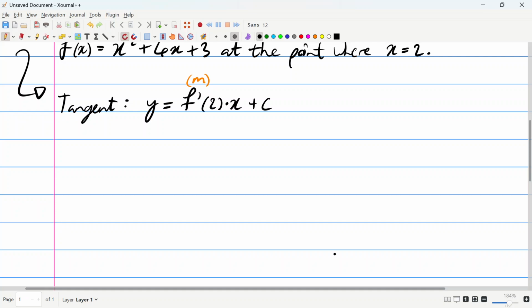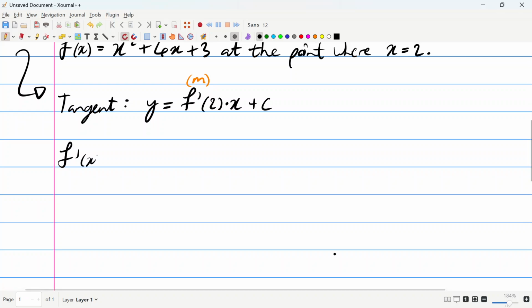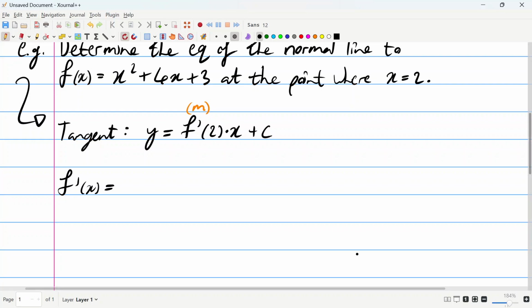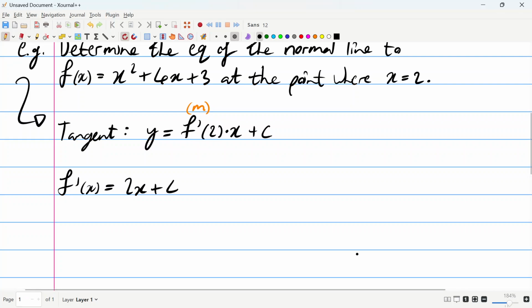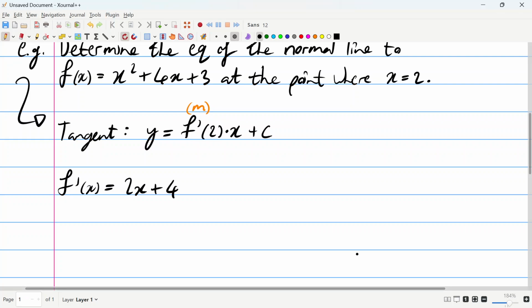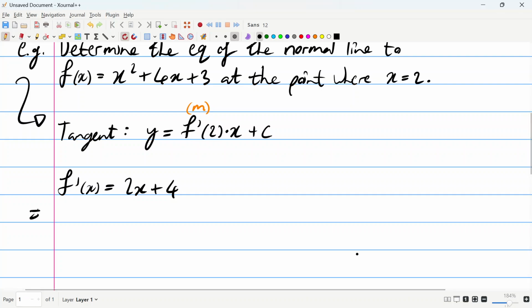So we need to find f prime of x. Now, f prime of x is just going to be the derivative of the original function, and we need to do the derivative of each one. So the derivative of x squared is just 2x, and the derivative of 4x is just 4, and the derivative of 3 is just 0. So meaning we have f prime of x.